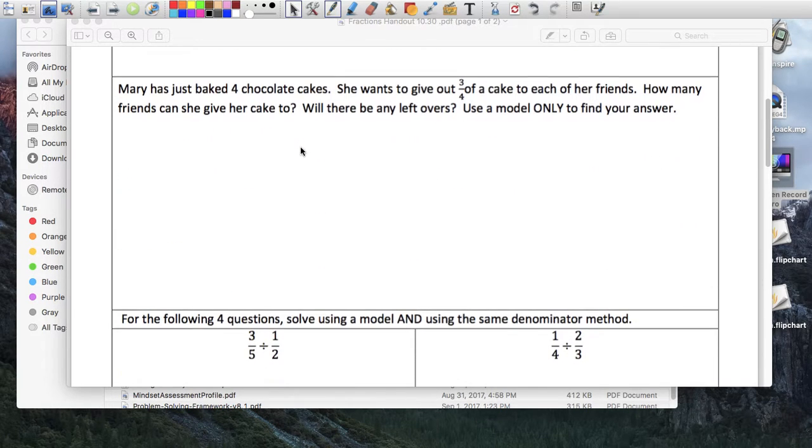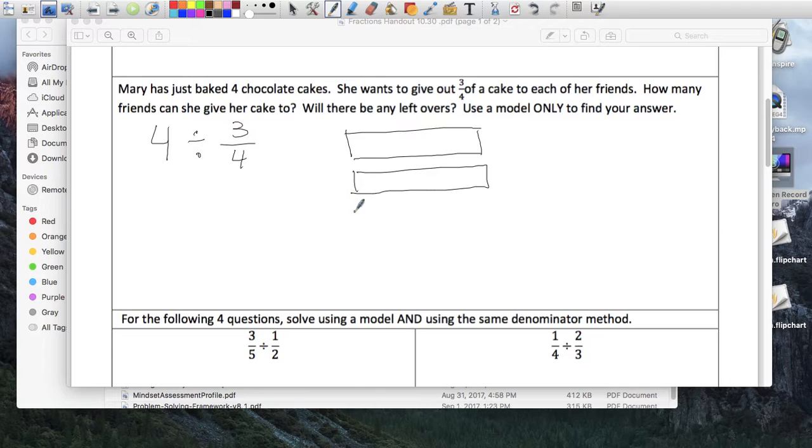The other one, Mary had 4 chocolate cakes. So let's draw. Oh, actually, you know what? Let's write the sentence of 4 chocolate cakes. We're going to divide that among, or cut them up in 3/4. How many 3/4 pieces can we make out of 4 chocolate cakes? So let's draw the 4. Second chocolate cake, third chocolate cake, fourth chocolate cake, right?